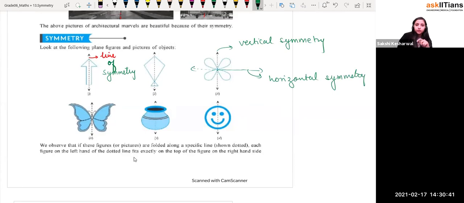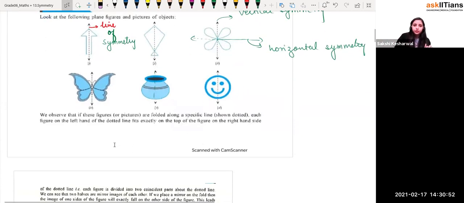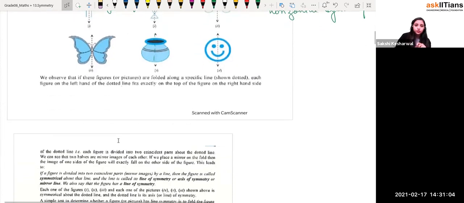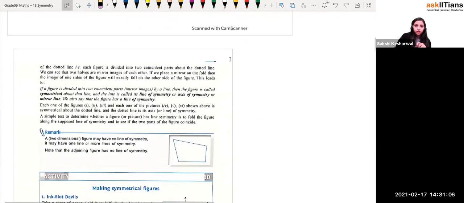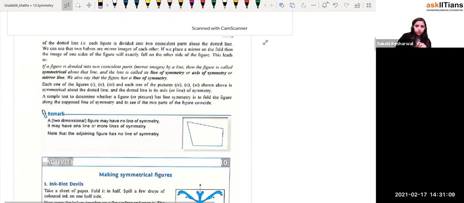Now you have a bird, you have a mud, and this one marked over here is a smiley. You have to make a section somewhere so that the object looks the same, right? We observe that if the figures are folded along the specific lines shown as dotted, the left hand of the dotted line fits exactly on top of the figure on the right hand, right? Or not?